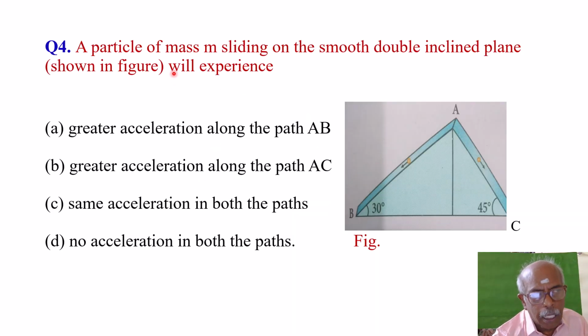A particle of mass m sliding on the smooth double inclined plane shown in the figure will experience... So the particle is coming down in this way, and also on some other occasion it is going in this direction also. So it is coming from A to B and also A to C. Greater acceleration along the path AB, this side. Greater acceleration along the path AC.